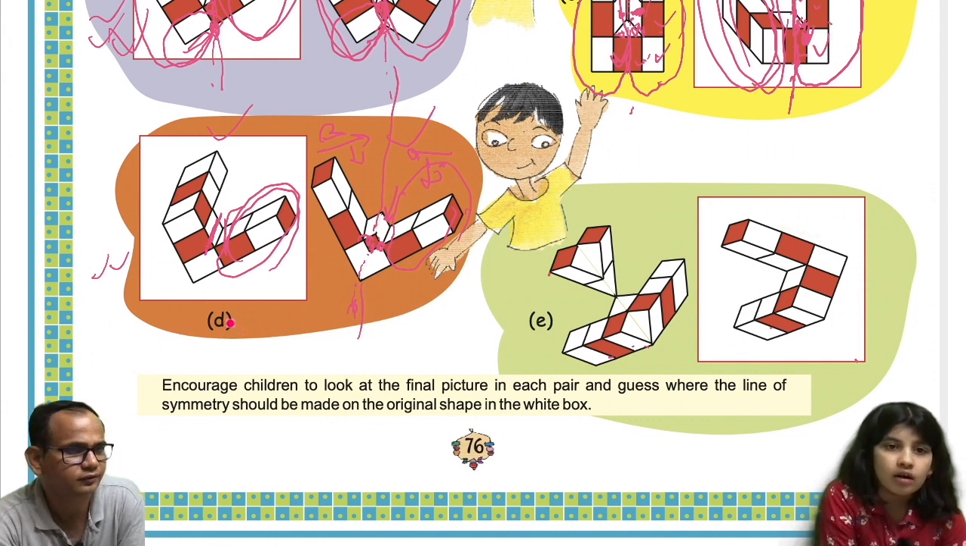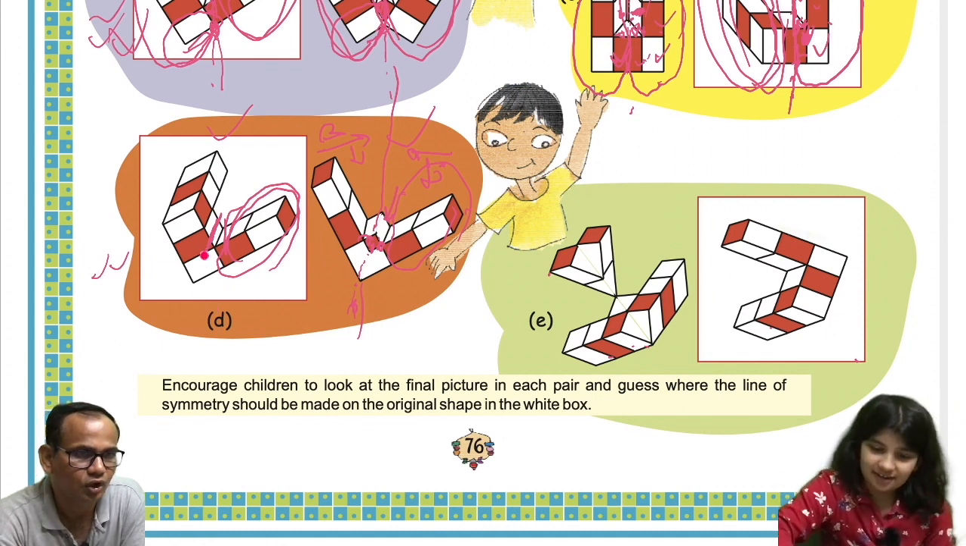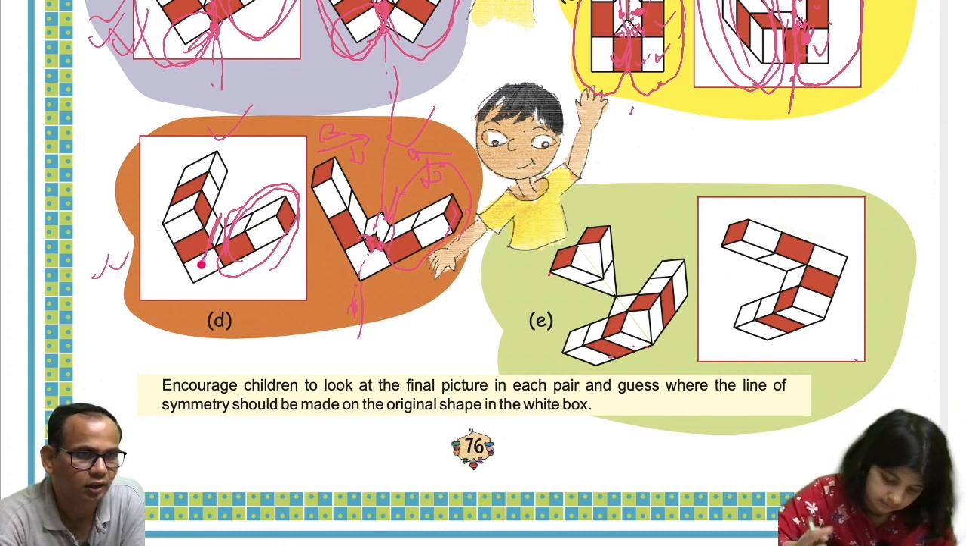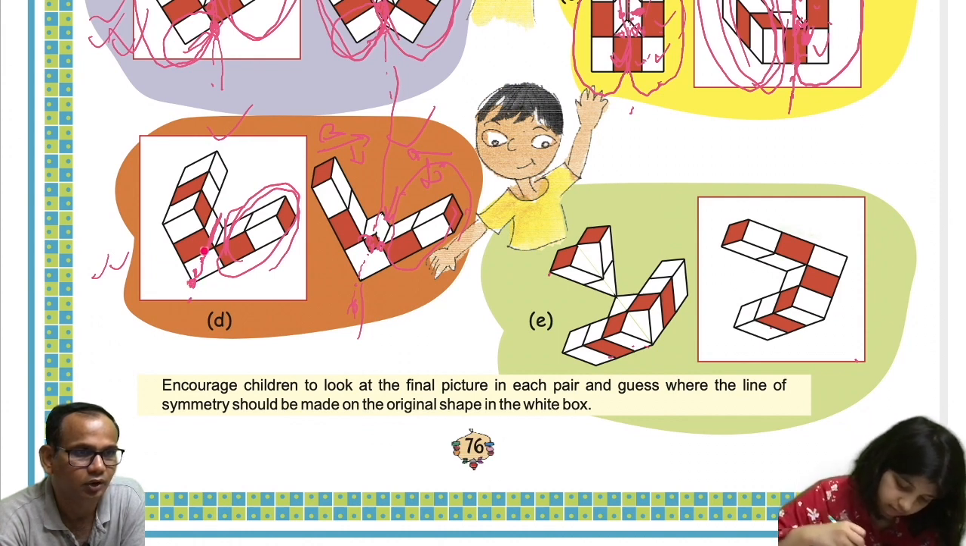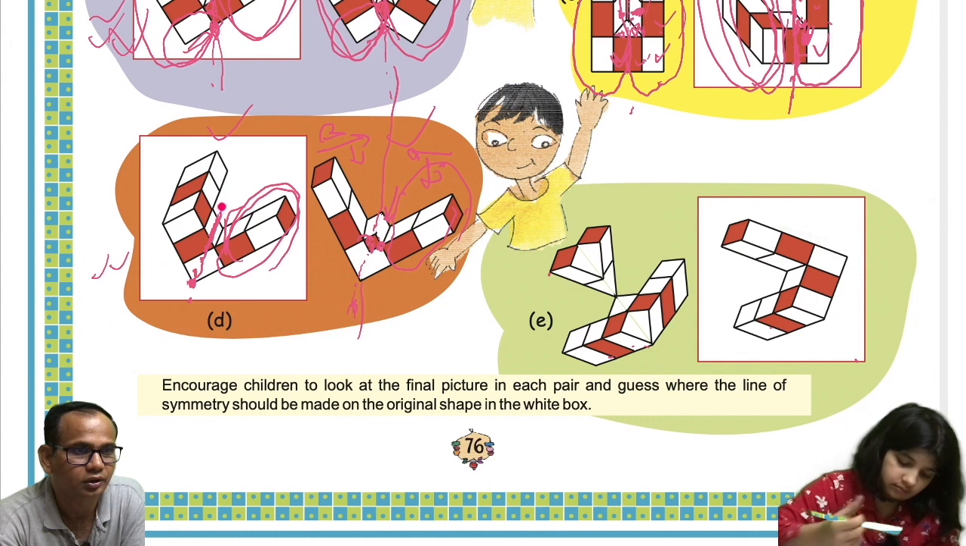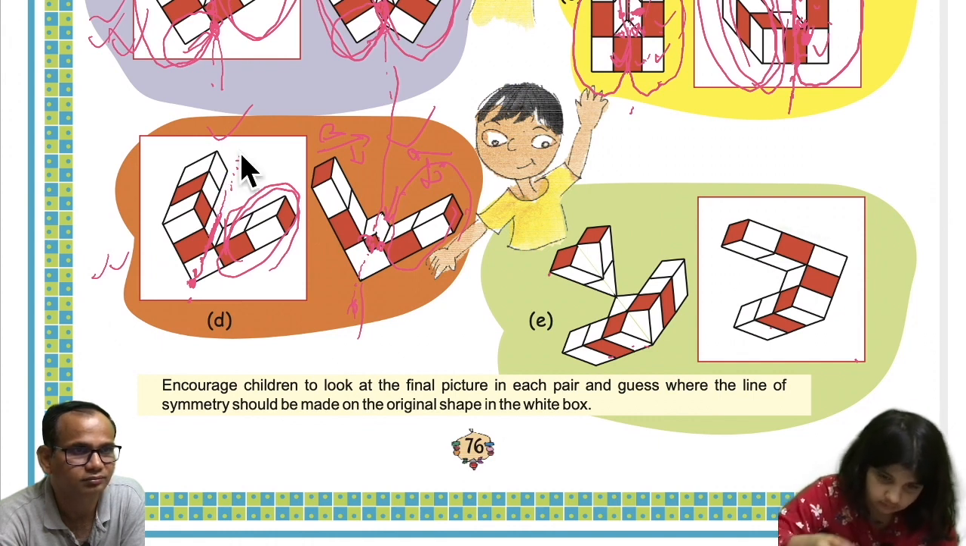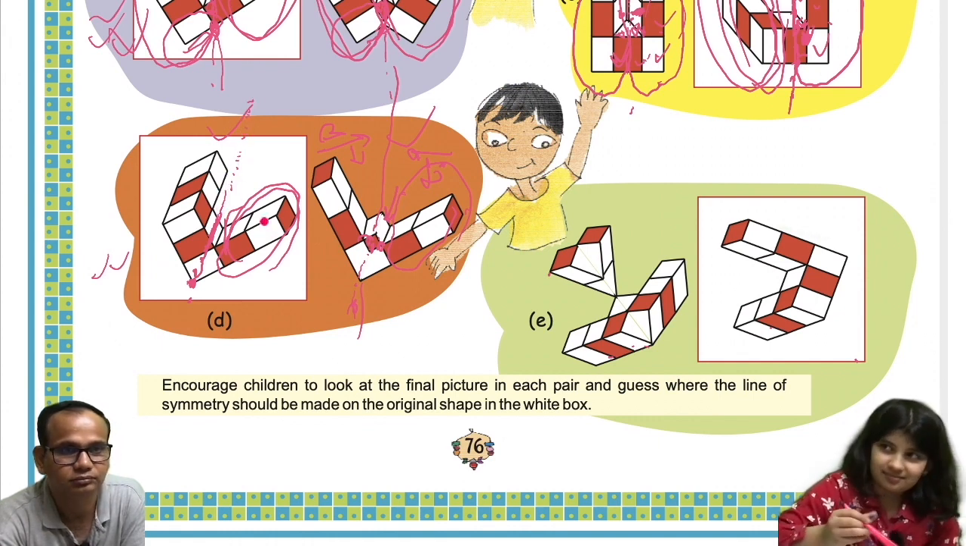Papa, wrong. No, it's correct only, Avisha. Oh yes, you're correct. I did it wrong. So here and then dotted line. Okay. So here Avisha has done something wrong and she is correcting it.